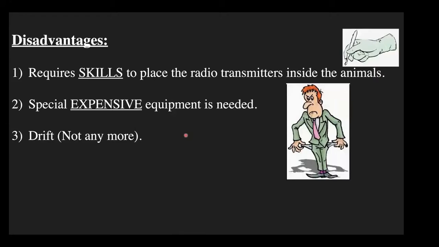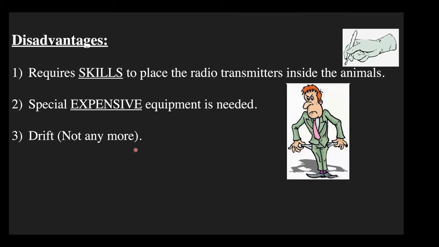Now comes the disadvantages. It does require skills to place the radio transmitters inside the artery, whatever artery it is. But the good news is it is not really a mission impossible kind of surgery. It is a doable surgery with some training. So you need some training, but you should be able to get skilled in doing this. Now, the other one is that it requires expensive equipment, right? You're going to spend all your money doing this, but I believe it is worth it.